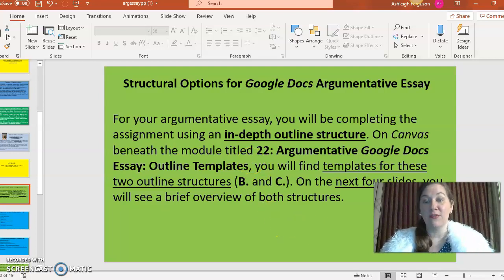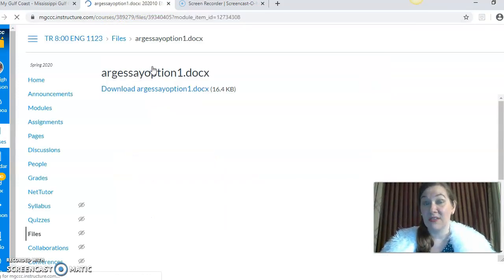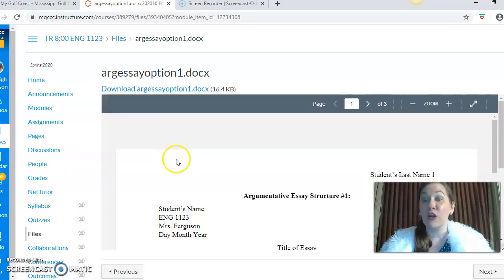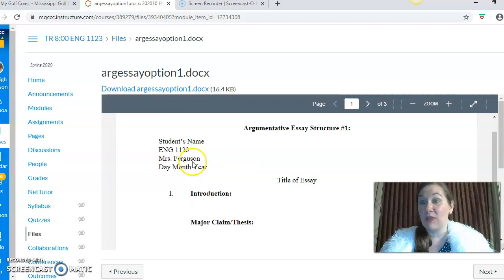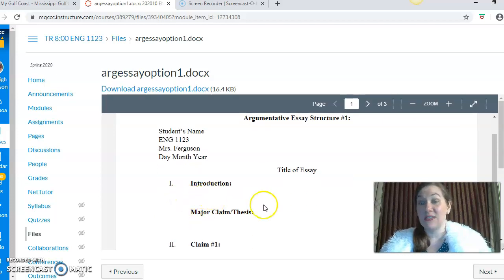I want to go to our modules page to ensure you know where to find that. Here's our modules page. You're going to notice 22. There's option 1 and option 2. You click on the actual module, just like I'm doing, and you're going to see that you have a worksheet. You can download either of these worksheets depending on which structure you choose, and all you do is essentially type in your content. It's going to make this much easier for you to complete this essay.